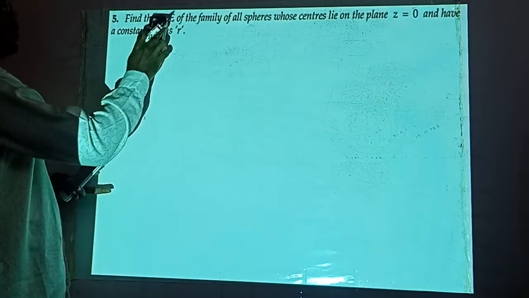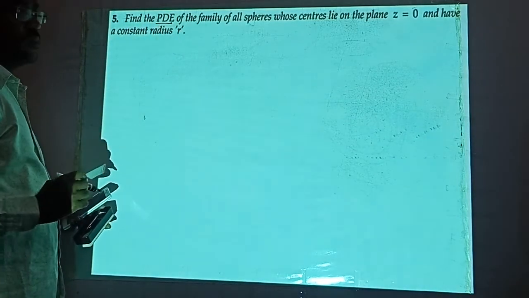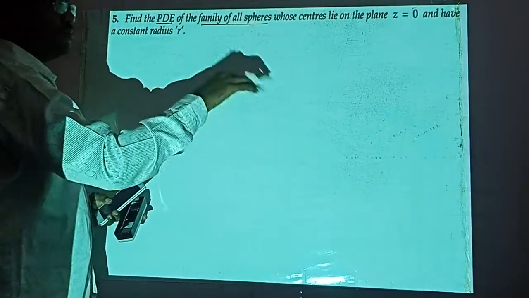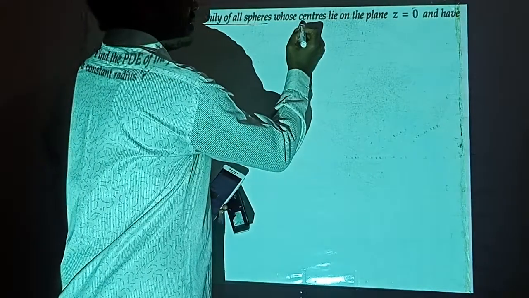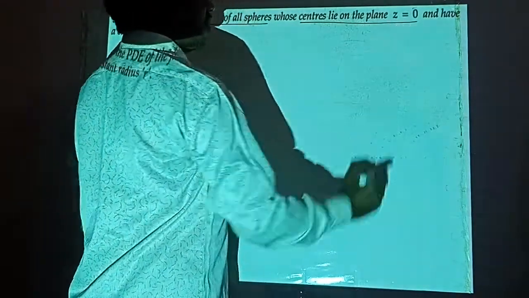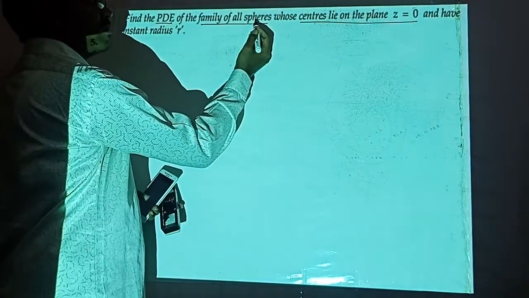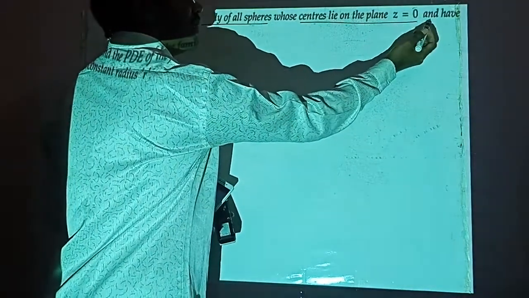So let us see the next problem. Find the PDE of the family of all spheres whose centers lie on the plane z is equal to 0. Whose centers of the spheres lie on the plane z is equal to 0.